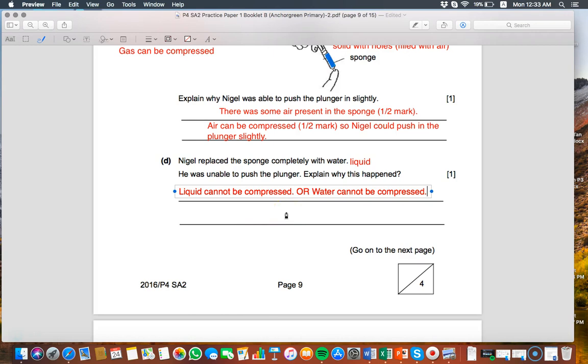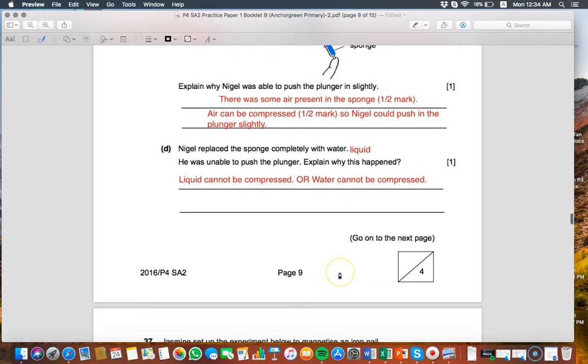Okay, that will be 1 mark. Is that clear? Or you can even be more specific in your answer. You can say water is a liquid and liquid cannot be compressed. Alright? I do not really like the answer water cannot be compressed. So what state of matter is water in? Alright? So let's move on.